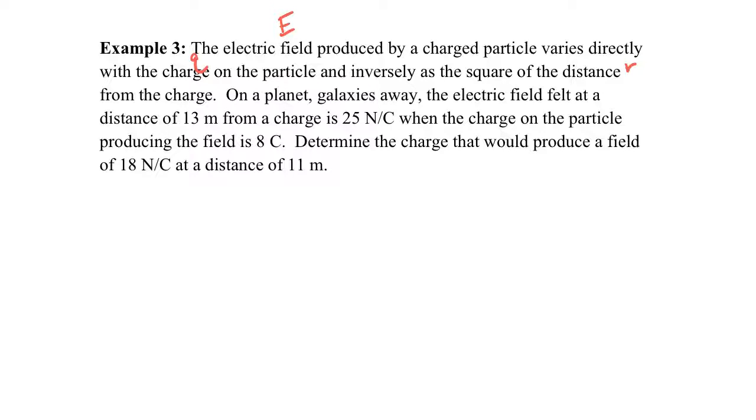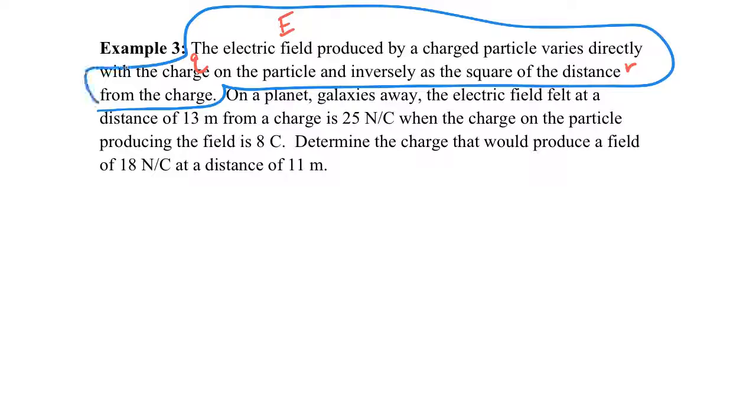Let's use these variables. The electric field, I'm calling it E, produced by a charged particle varies directly with the charge on the particle, and it varies inversely as the square of the distance r from the charge. So that is one long sentence that can be summarized with one simple mathematical statement. Valentina, what do you got for this?